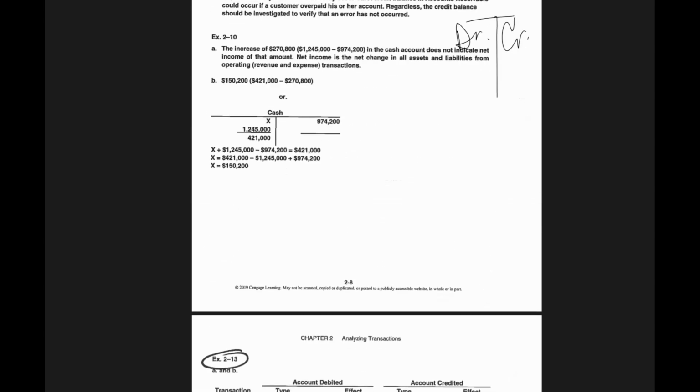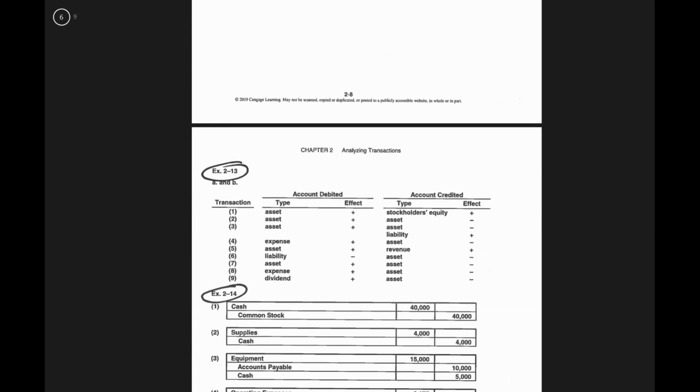Okay, so if we go to number 13, what we're going to do here is look at transaction number 1 first. And remember, every transaction has to balance, so there has to be at least one debit and one credit, but the sum of those debits and the sum of those credits have to balance. So for number 1, there was a debit to cash for $40,000, so we're just going to put cash for 40. And then there has to be at least a credit, entry number 1, yes, to common stock for 40 grand. And that's what you see right here in exercise number 14.